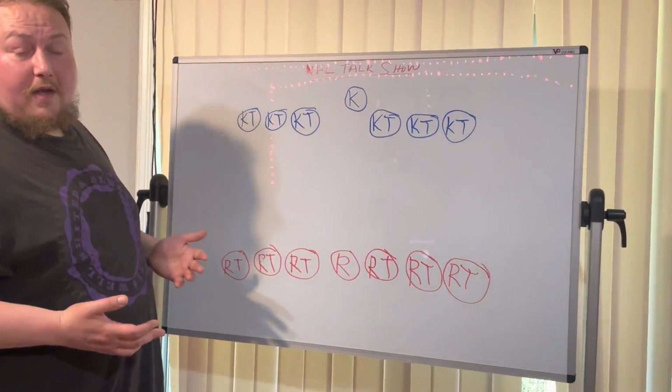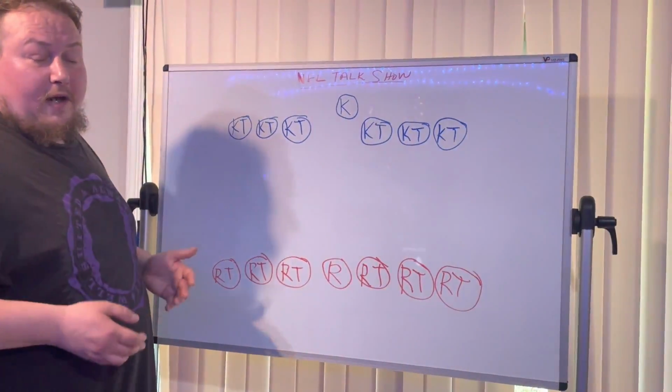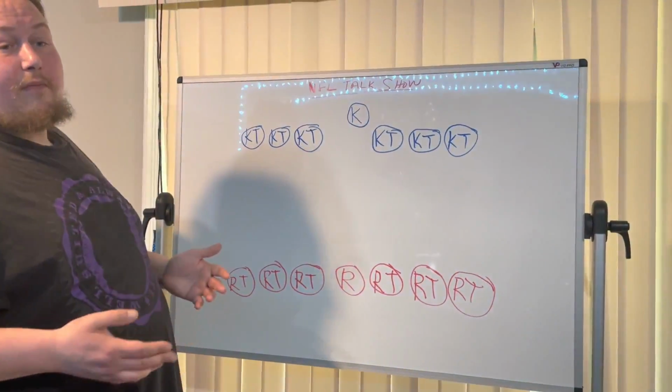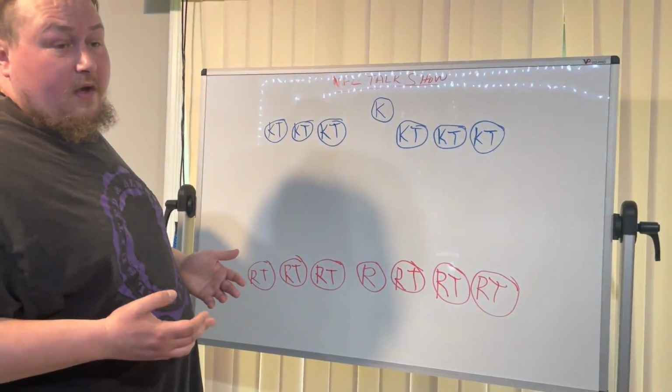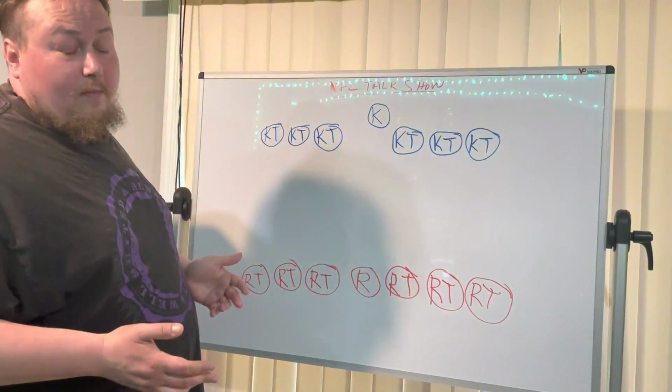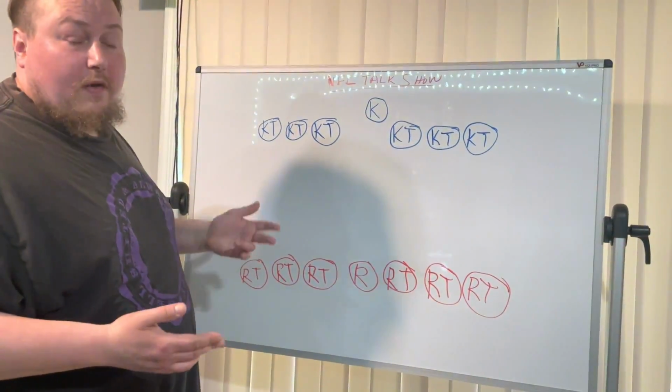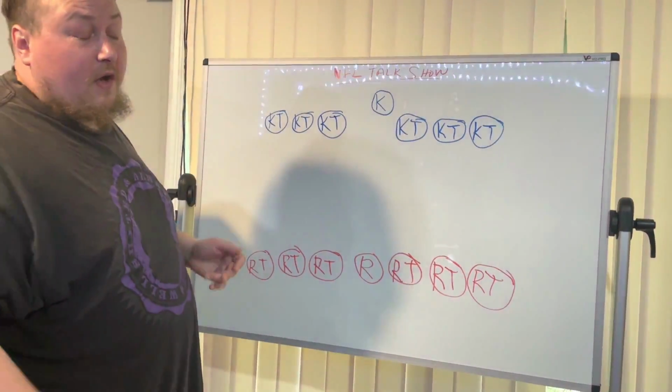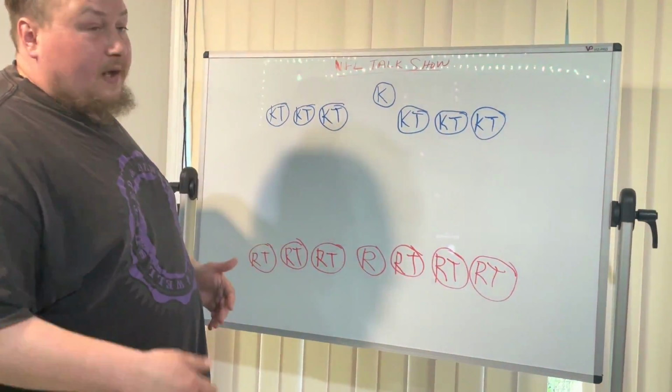So this is the beginning of the game, okay? They've already had the coin flip. The coin flip determines who gets the ball first. The visiting team usually has the right to choose whether they want to call heads or tails. Ref tosses the coin, and then we figure out.